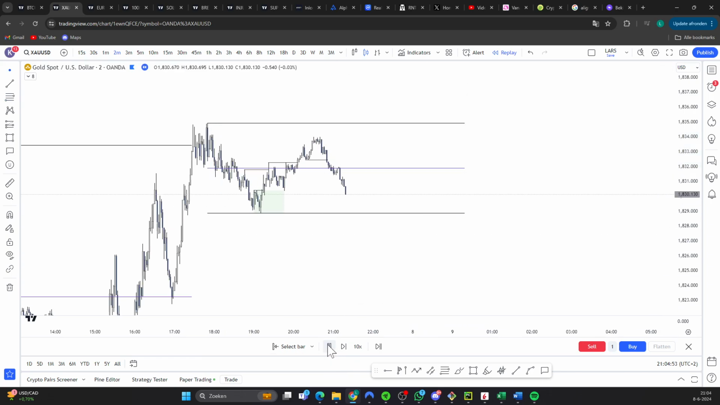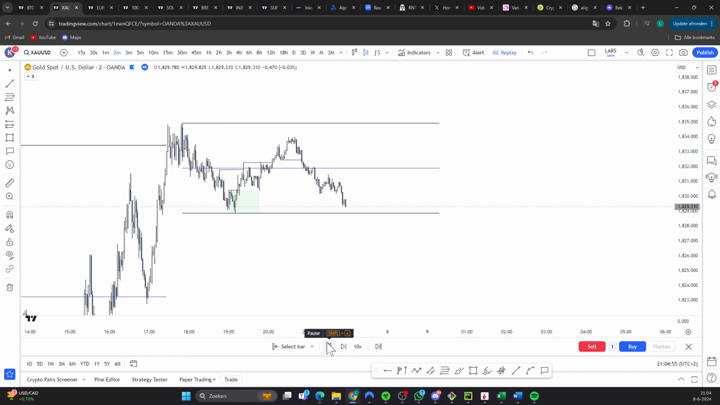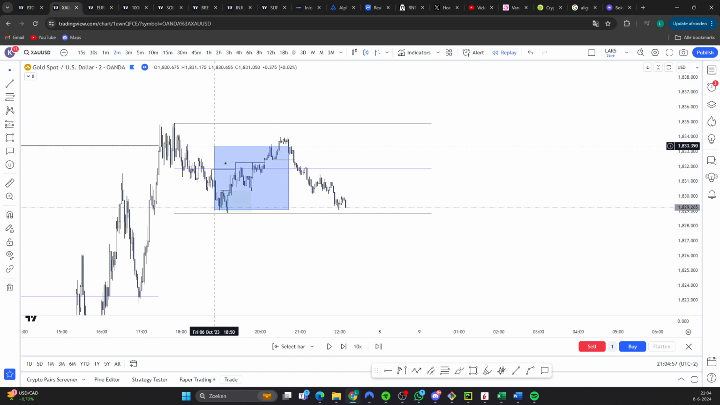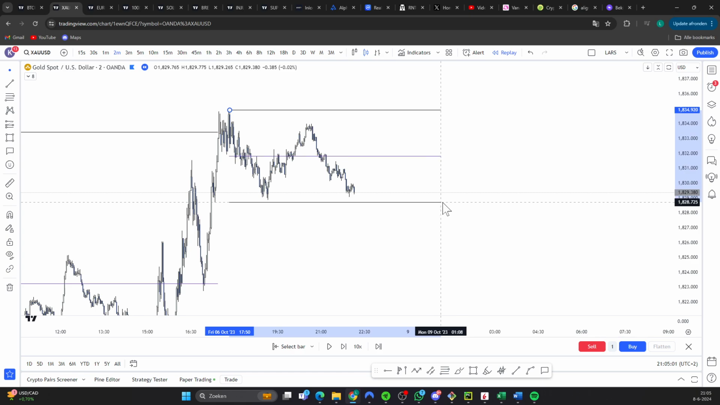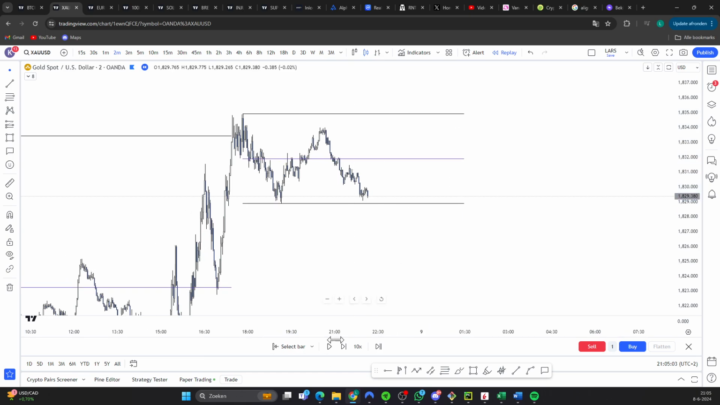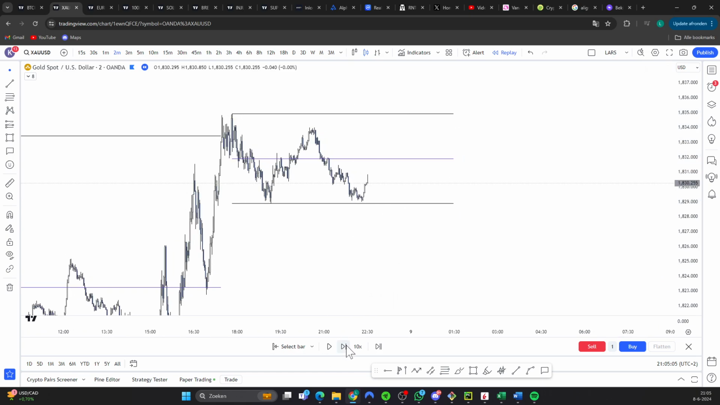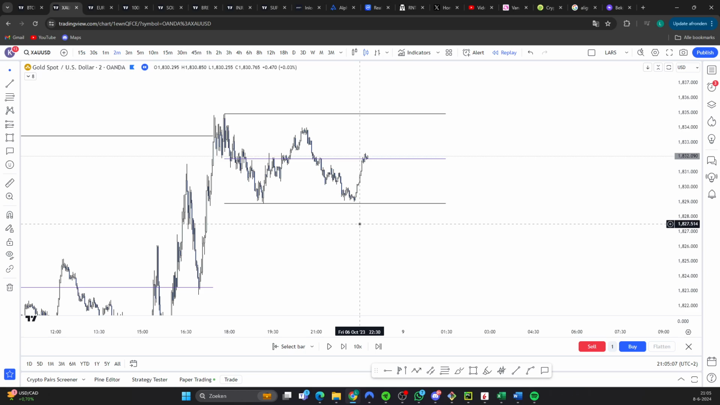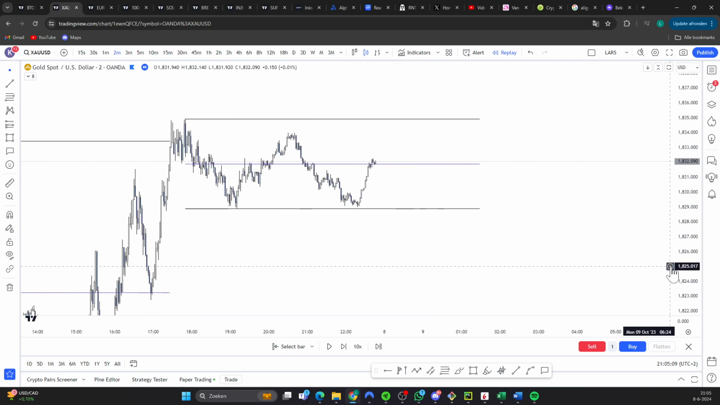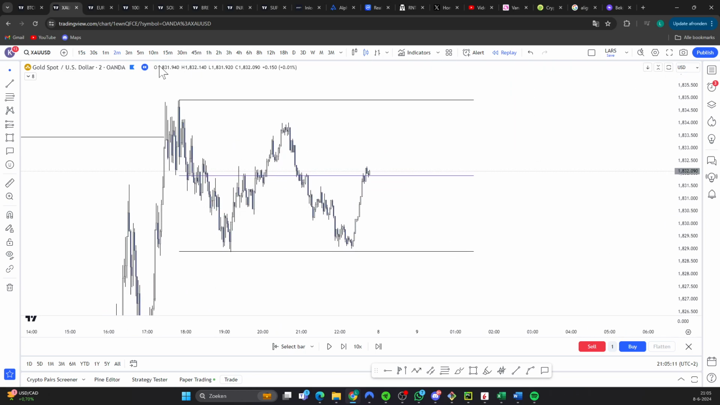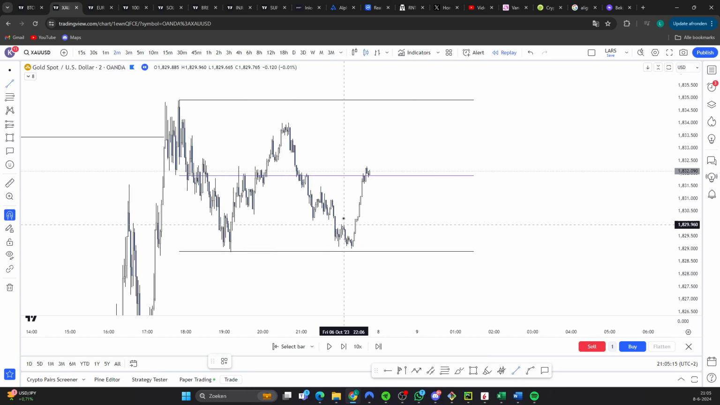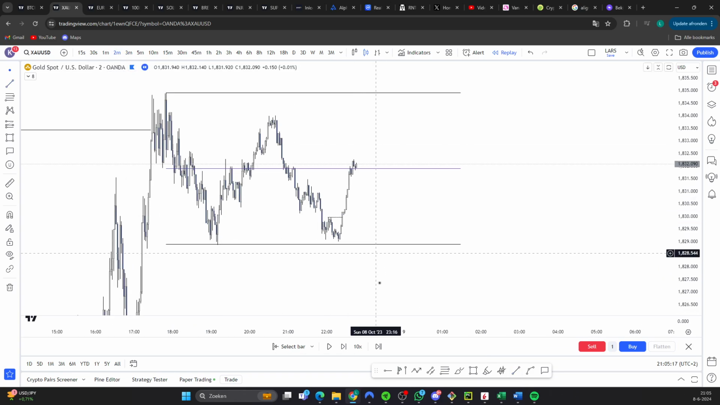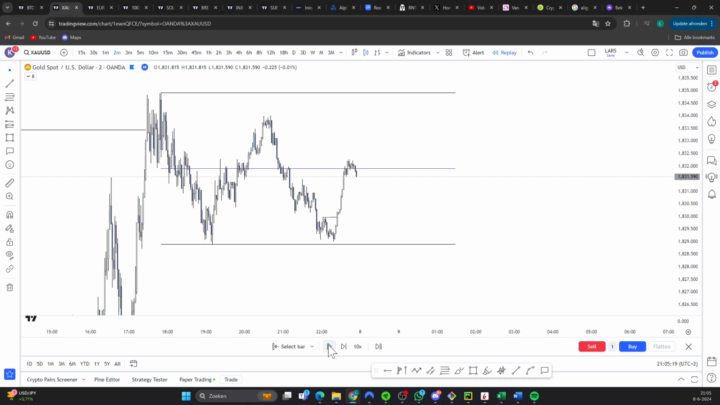We're entering the end of the week. I wouldn't be trading here anymore on Friday, 10 p.m. Again, that internal rotation, it likes to do that.